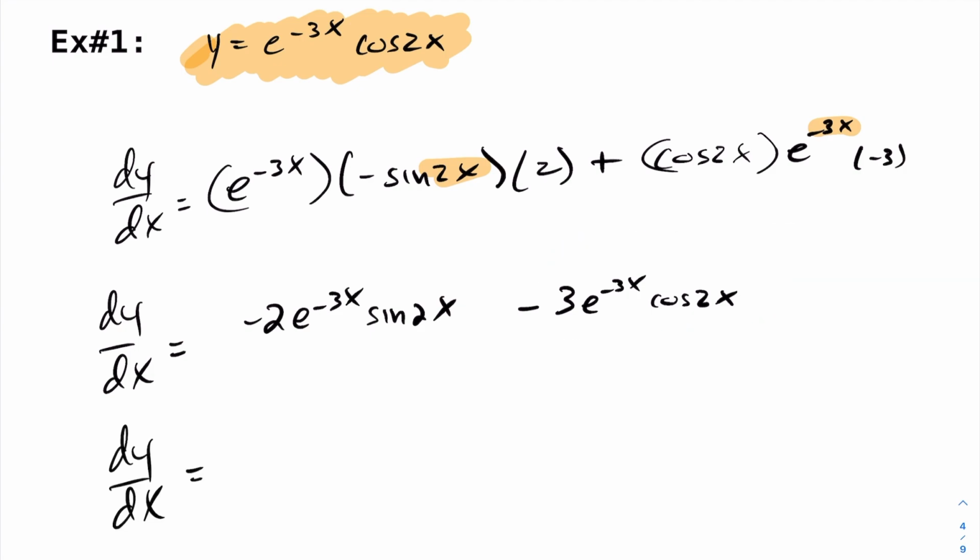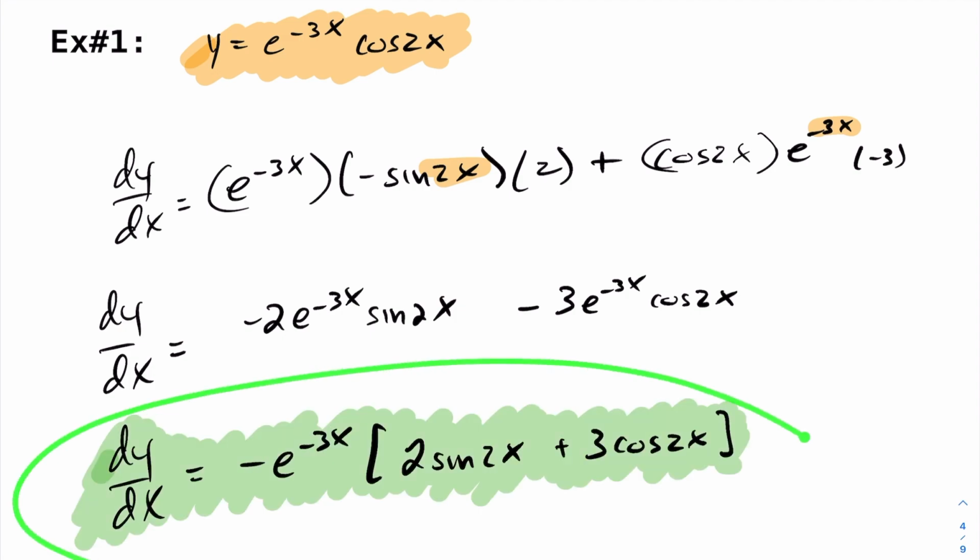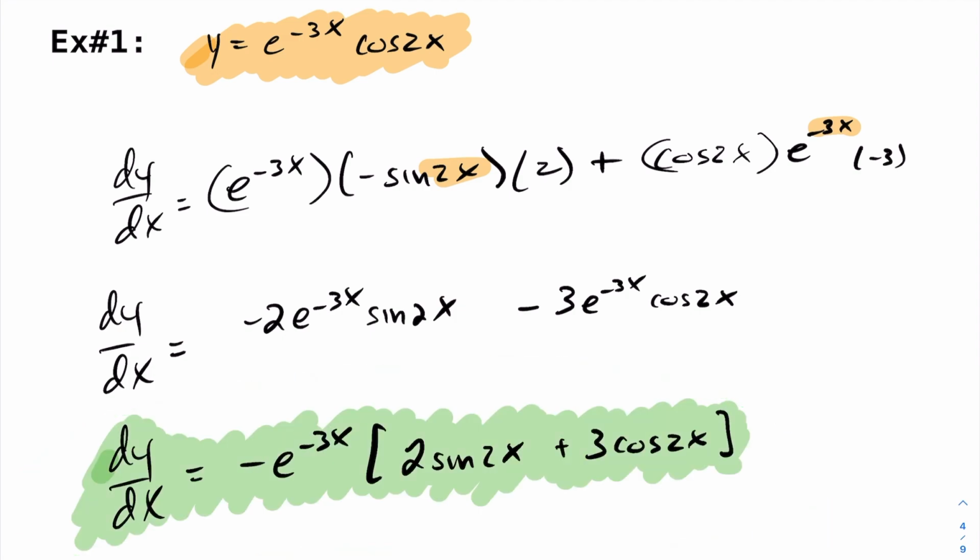We can go ahead and factor out negative e to the negative 3x, in which case we get 2 sine of 2x plus 3 cos of 2x. This is a good form to leave your first derivative in. If we want to extend this further, and find values where the first derivative is 0, we could set this equal to 0. We already have it set as a product of two expressions, and we could go ahead and solve for x for this.